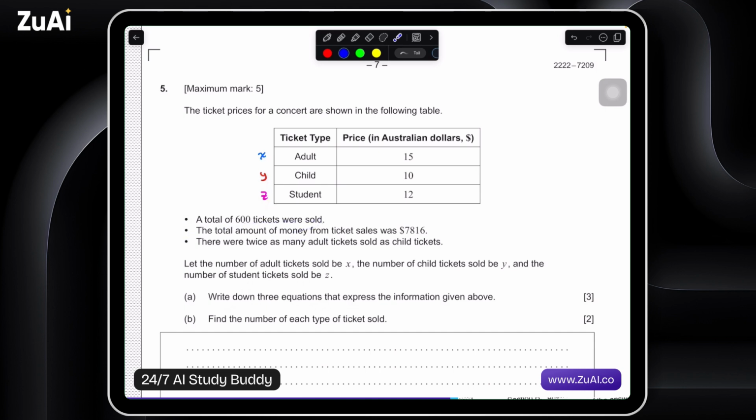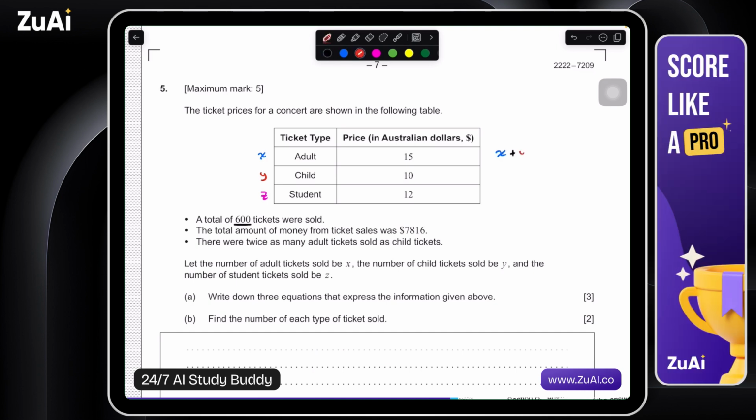We have X plus Y plus Z. So what's one equation we know? We know that all the tickets we sold add up to 600. So adult plus child plus student tickets, all of this will equal 600. Remember, X corresponds to the number of adult tickets sold, Y child tickets sold, Z student tickets sold. So X plus Y plus Z equals 600. That's how many tickets we sold.